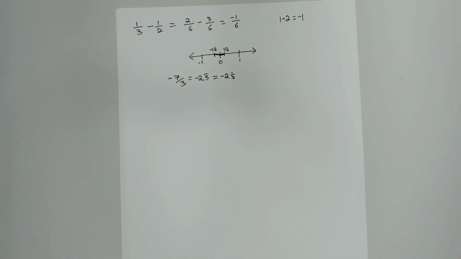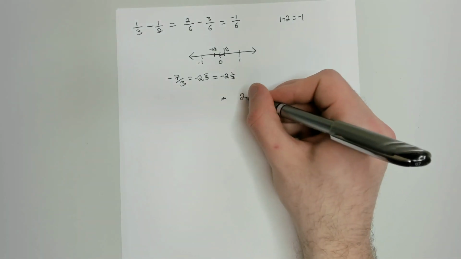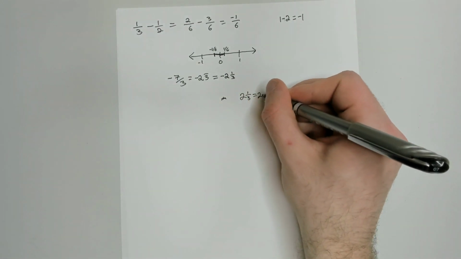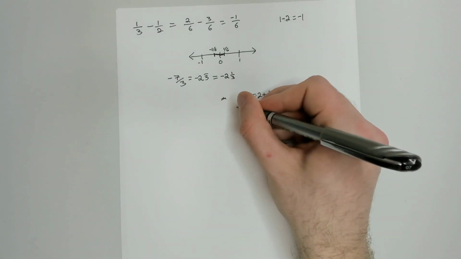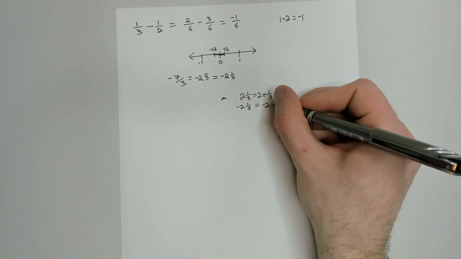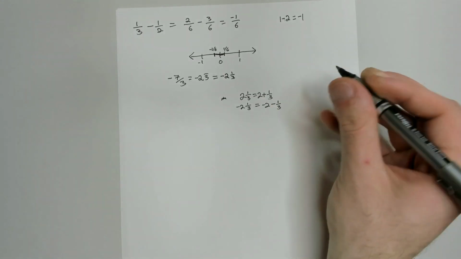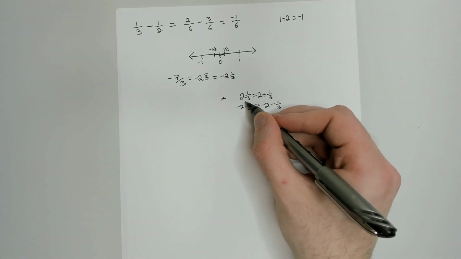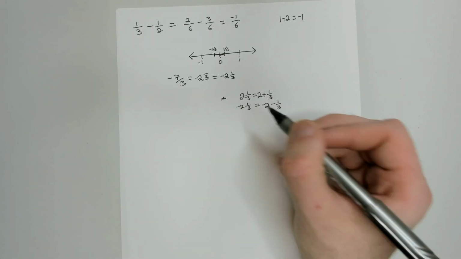Now there's a small caveat with mixed numbers. I said that something like 2 1/3, that's 2 plus 1/3, right? But negative 2 1/3, that won't be negative 2 plus 1/3. That's just going to be negative 2 minus 1/3. So we have to think of this minus as affecting this entire mixed number here.